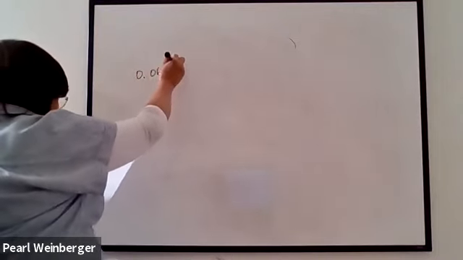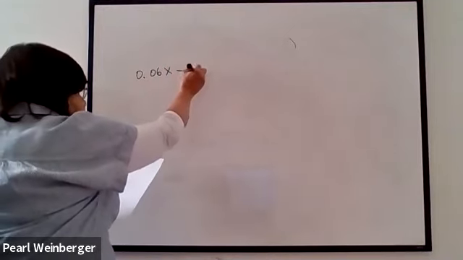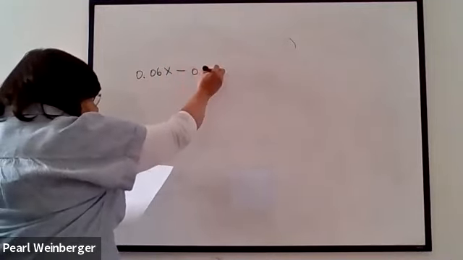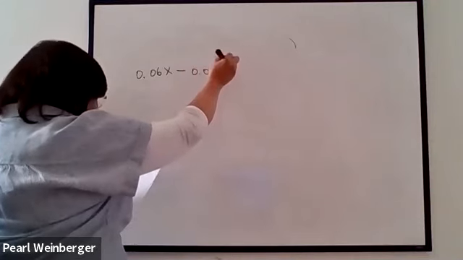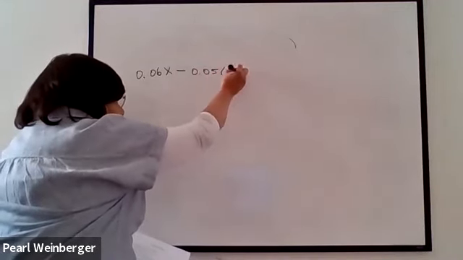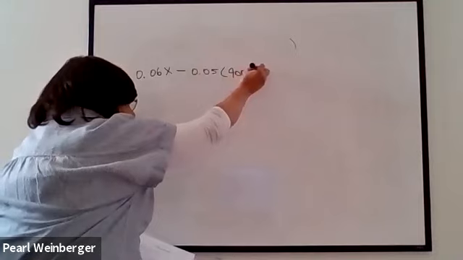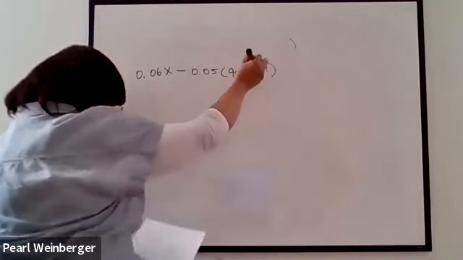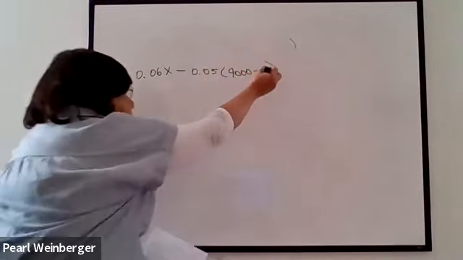0.06x minus 0.05 times 9,000 plus x, and that's going to equal 470.